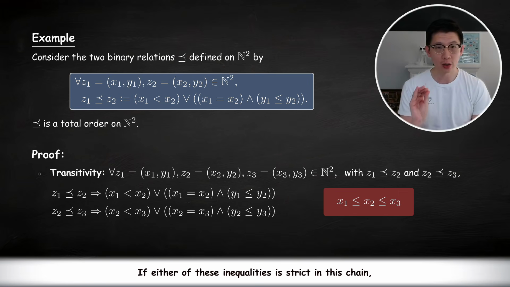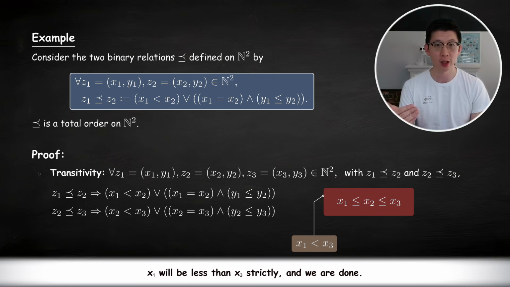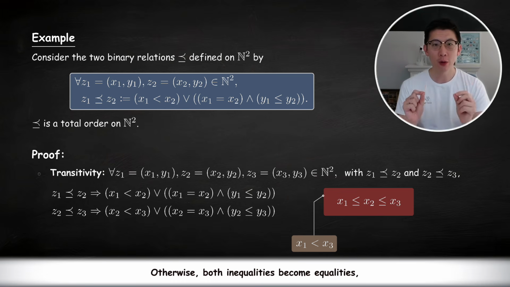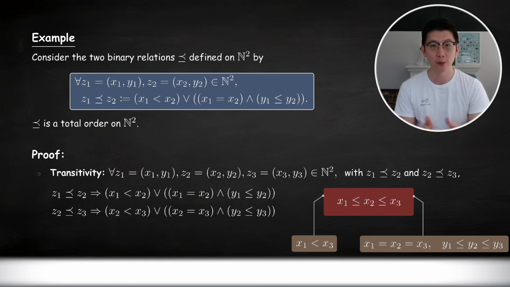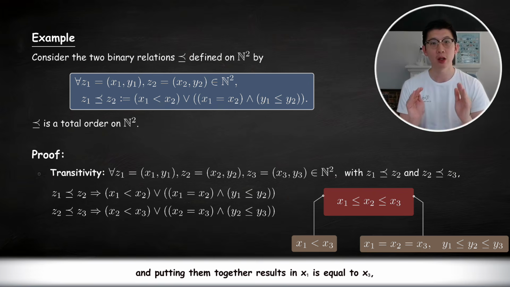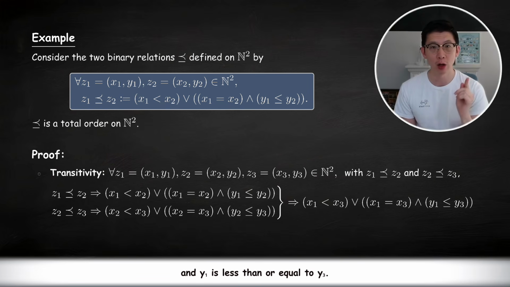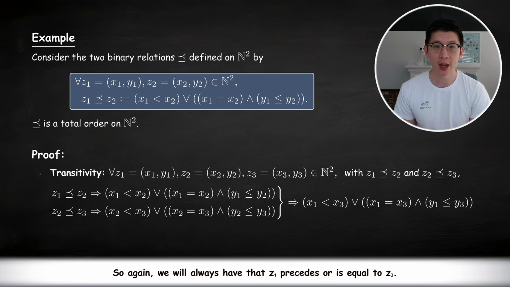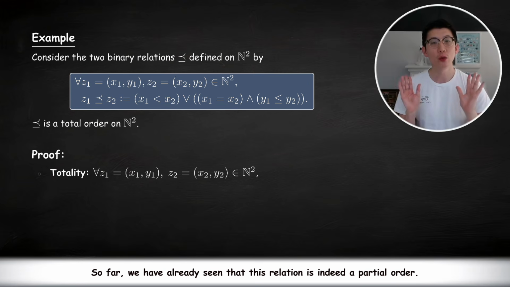If either of these inequalities is strict in this chain, x1 will be less than x3 strictly, and we're done. Otherwise, both inequalities become equalities, which reads x1 is equal to x2, which is equal to x3. In this case, both conditions are simplified into the second half, and putting them together results in x1 equal to x3 and y1 less than or equal to y3. So again, we will always have that z1 precedes or is equal to z3. This proves the transitivity. So far, we have already seen that this relation is indeed a partial order.